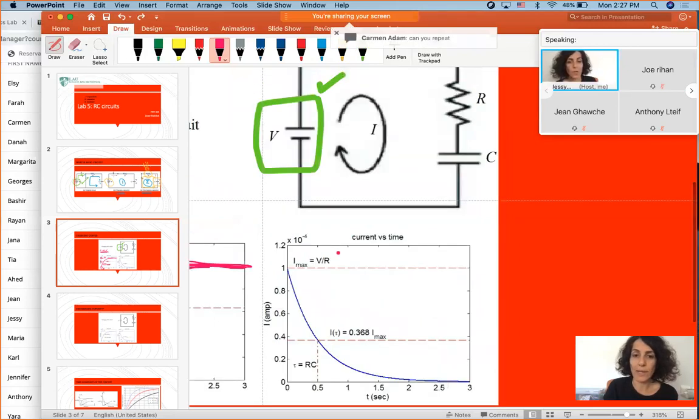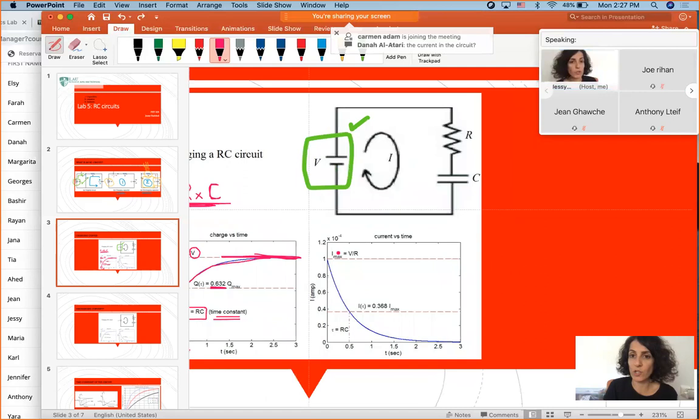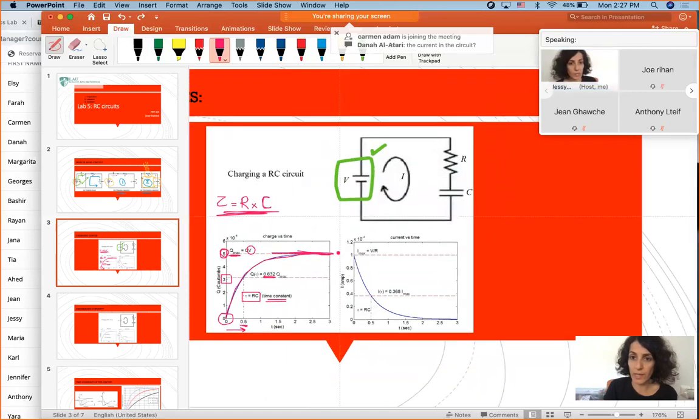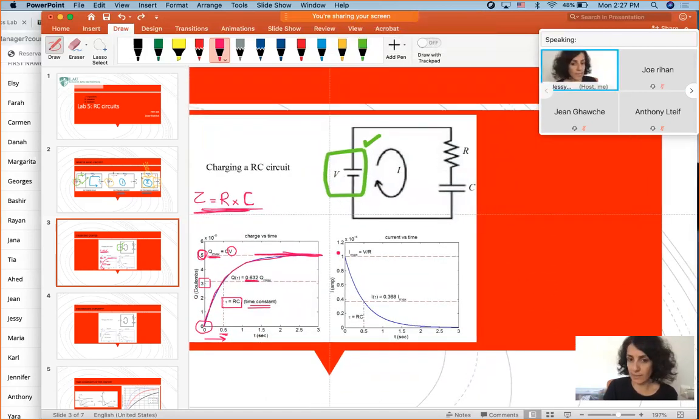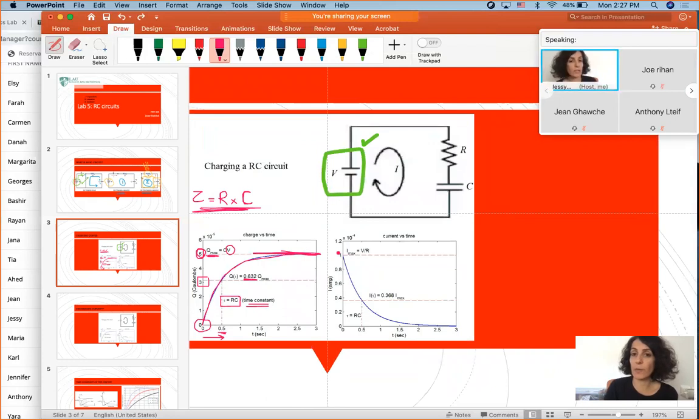Okay, so Carmen, let me say it. Your capacitor is being charged. I'm discussing the current, yes. Initially, the capacitor is empty. The current is maximum. When the capacitor is fully charged, the current goes to zero. How can you explain it?